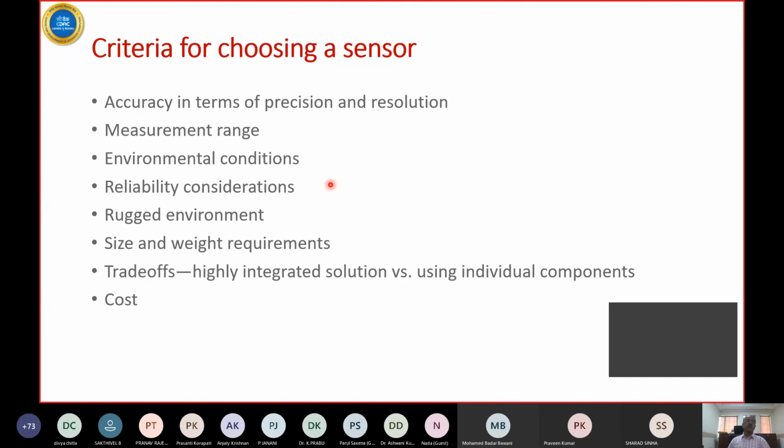Then what is the range? Whether it is only 30 to 40, like if it's the temperature of a human being that is measured, the range will be limited. But if you are measuring ambient temperature, the range will be more. Where should it work? Should it work in-house, or is it exposed to external conditions? Then reliability: how long?